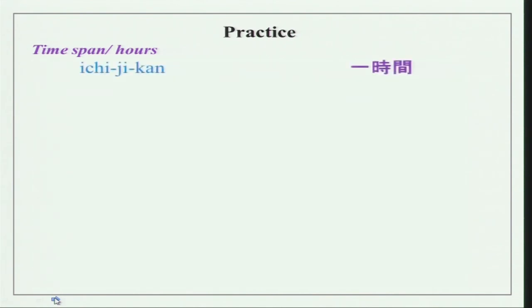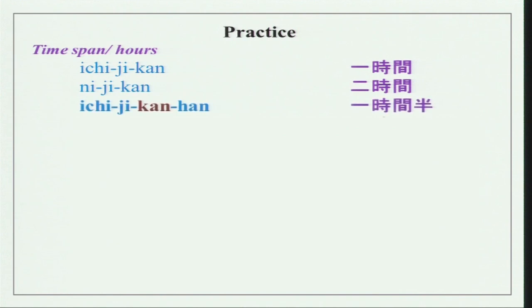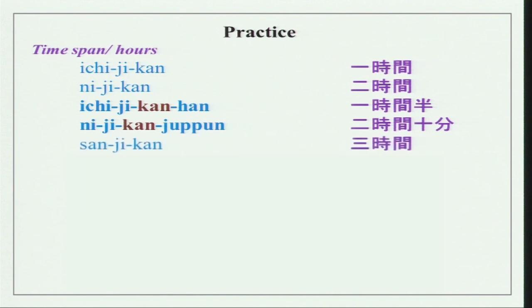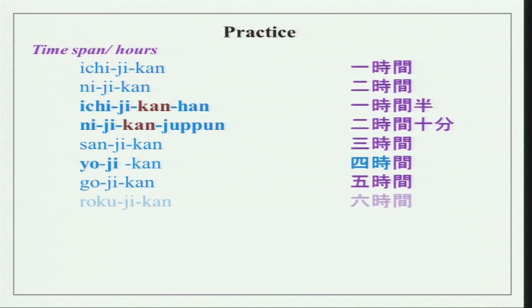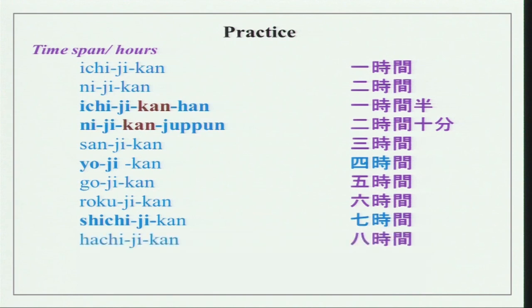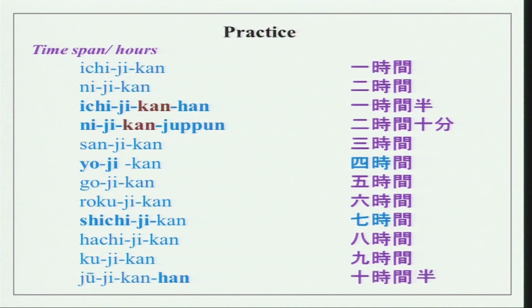Over here, you have ichiji kan, niji kan, ichiji kan han, niji kan jupun, sanji kan, yoji kan, goji kan, rokuji kan, shichiji kan, hachiji kan, kuji kan, 10時間半.